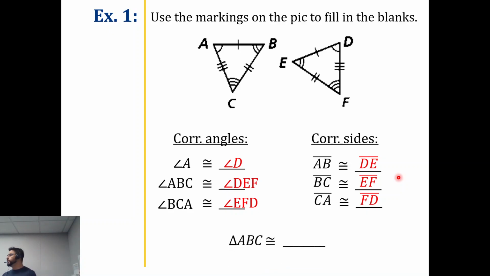So our final congruent statement then, after doing all that practice, again, the order matters. Looking at our original triangle, it says triangle ABC is congruent to, we're going to put a triangle symbol there. So the order is ABC, looking at A, traveling to B, traveling to C. The easiest way for students, again, is to look at the arcs.